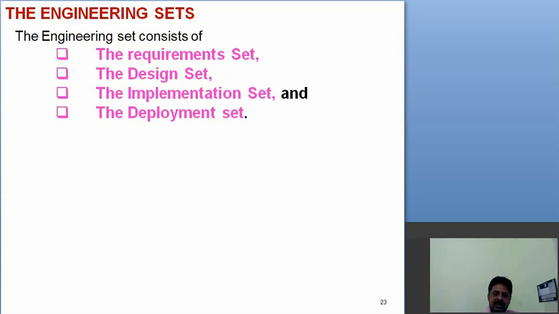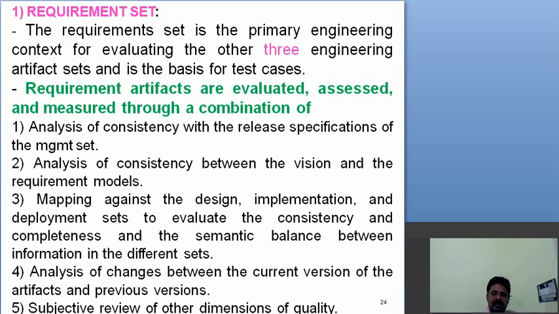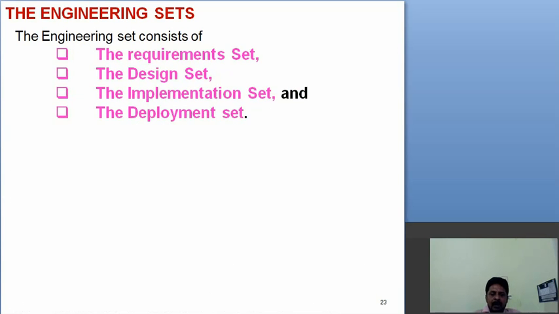So first we will see the engineering sets. After that, we will go for the management set. The engineering set consists of engineering set artifacts here. Engineering artifact set consists of requirement set, design set, implementation set, and deployment set. These four sets are called the engineering artifact sets.